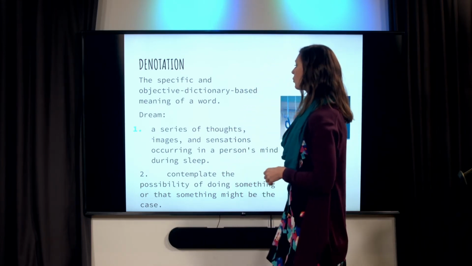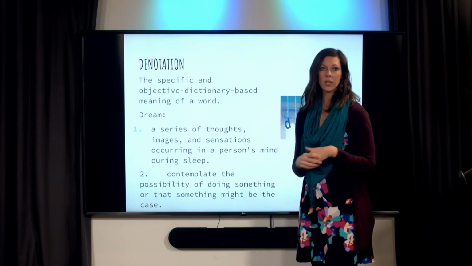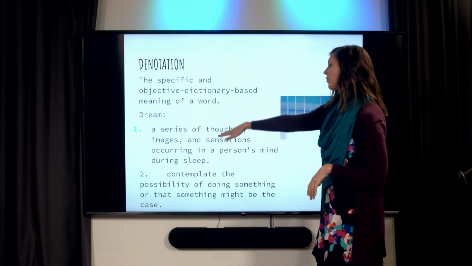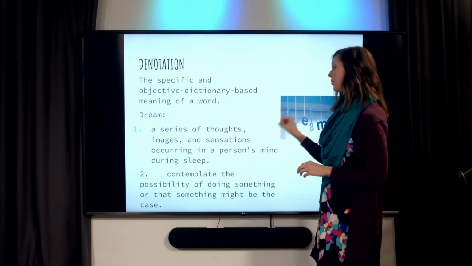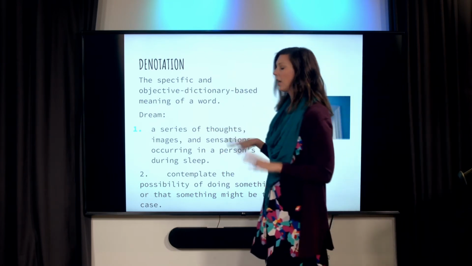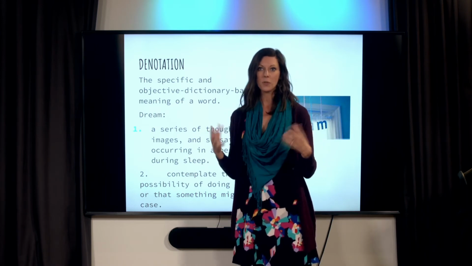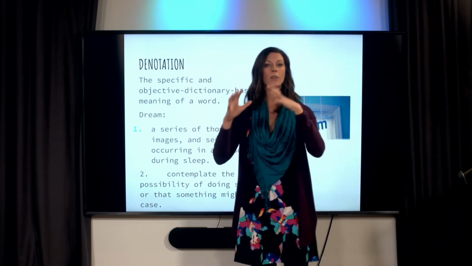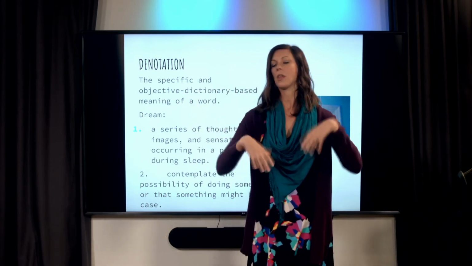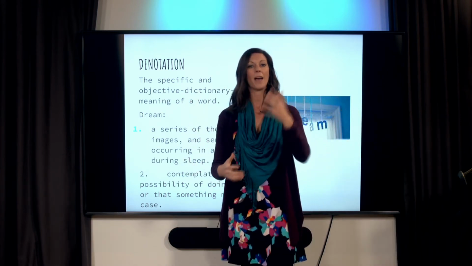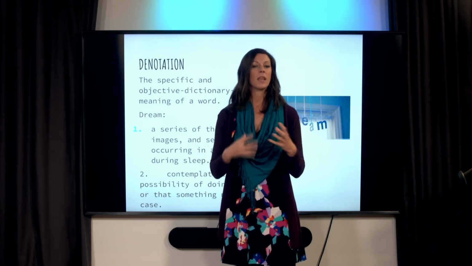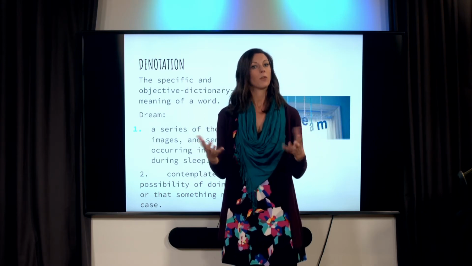And I've chosen the word dream here. Now, dream has two different denotative definitions. It's either a series of thoughts, images, or sensations that occur in a person's mind during sleep. So it's what happens when you go to sleep. Or it's something that you want to do. So you have a dream to do this particular thing. Or if you're Martin Luther King, his speech, I Have a Dream, he had a dream for what the world would look like if some of the things that he wanted to bring about came to fruition.